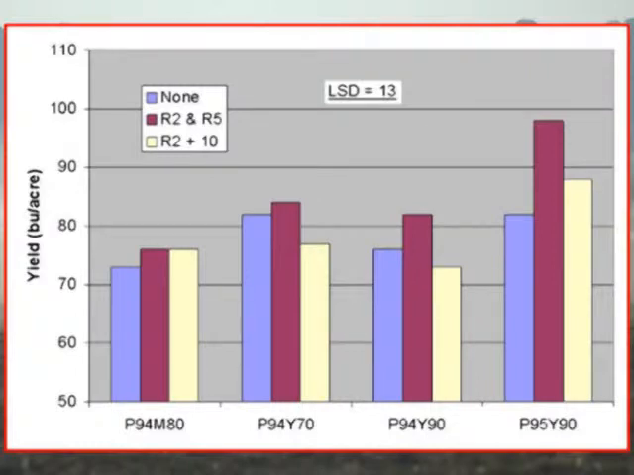So just a quick summary, we're looking at yields in bushels per acre here for our different varieties and then our different fungicide treatments. The biggest difference here is the differences in the variety response. The one variety that we had that did very, very well with this R2 and R5 treatment had 98 bushels per acre.